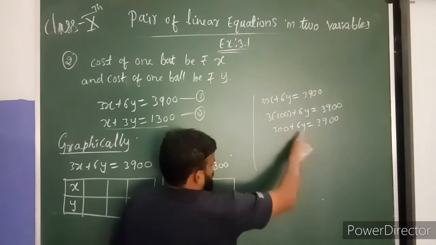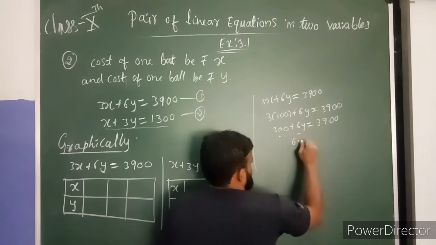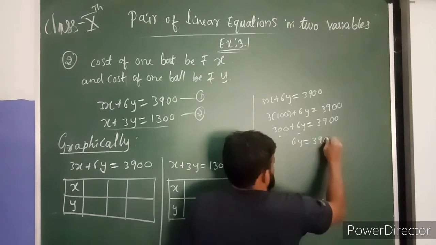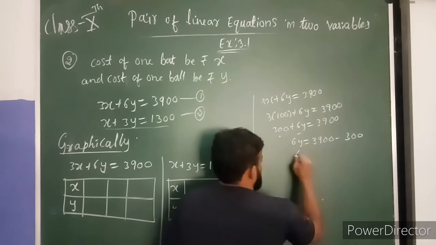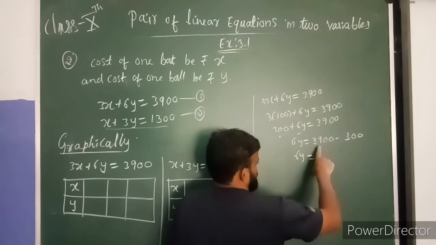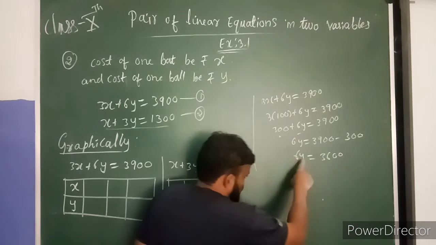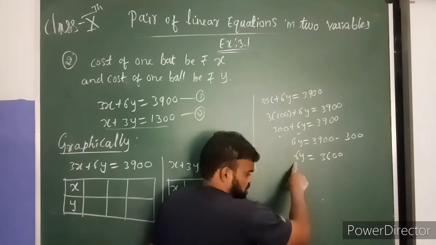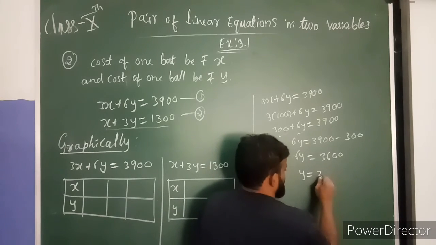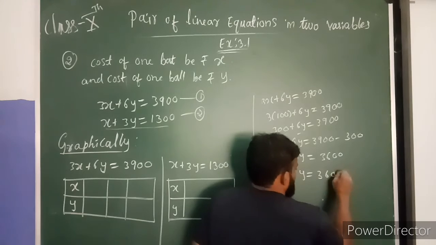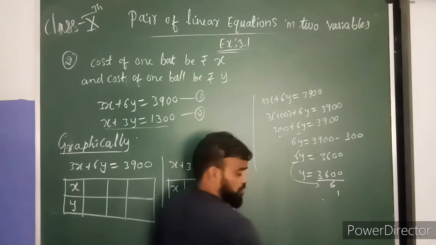After that, there is a plus sign between these values. If I transpose this to the other side, it becomes a minus sign: 300. Then 6y is equal to 3,900 minus 300, which is 3,600. There is no sign between 6 and y, it is a product, so where should I transpose the 6? We transpose it to the denominator, right?